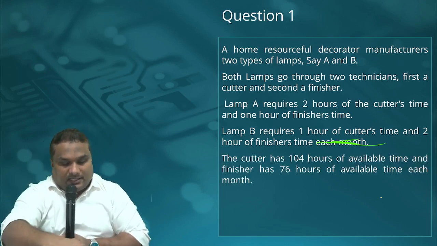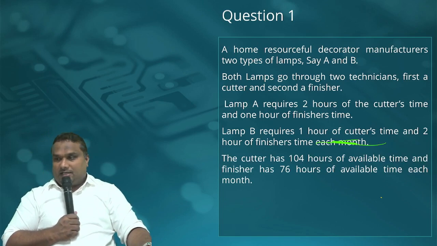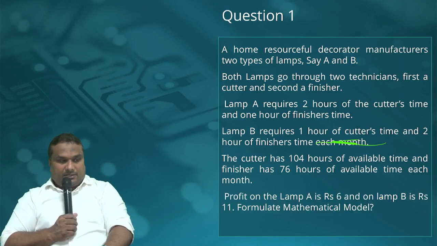Next say, the cutter has 104 hours of available time and the finisher has 76 hours of available time each month. Available time each month. Full stop.